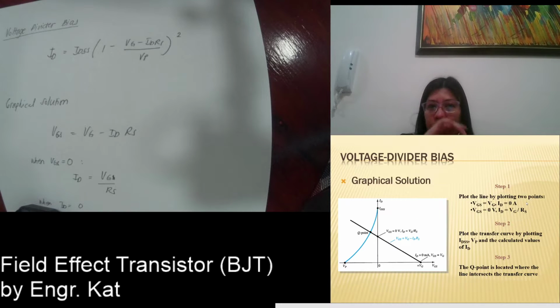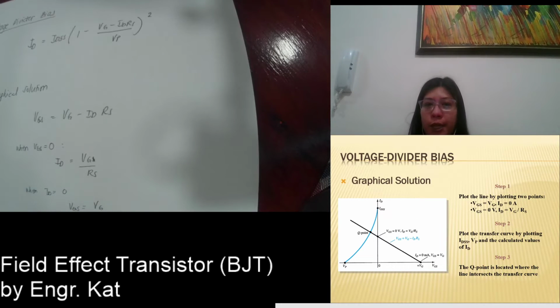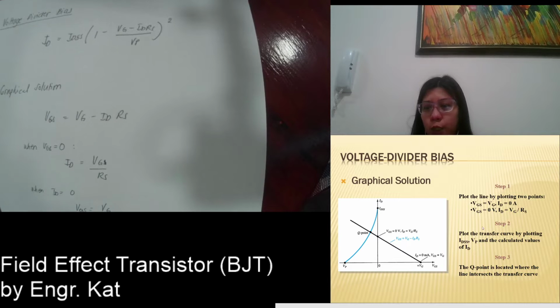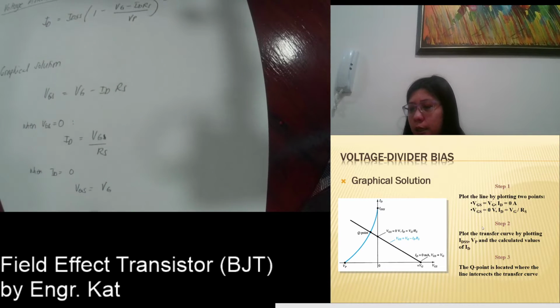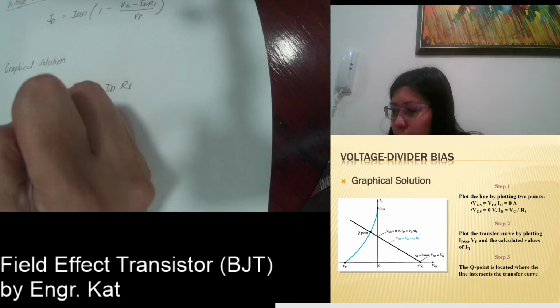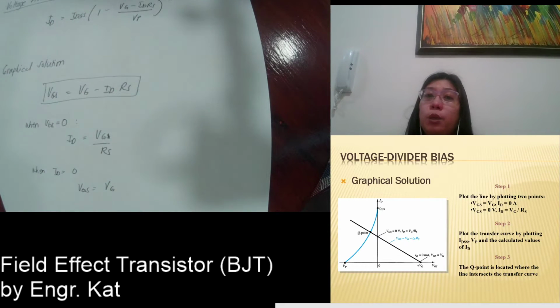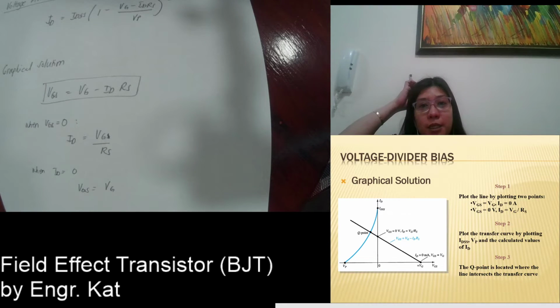So what is your graphical solution? Again, your first step is we're going to plot the line by plotting 2 points. So what are your 2 points? We will be using this equation in plotting your 2 points. We will not be using the origin. We use the first point at the origin in the self-bias configuration.